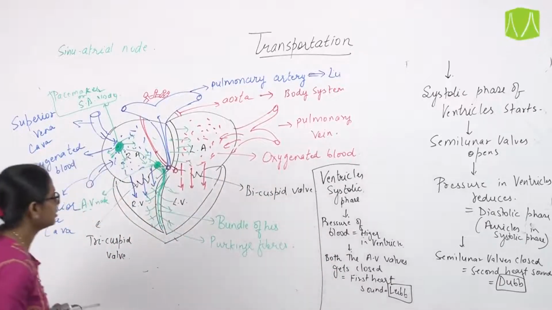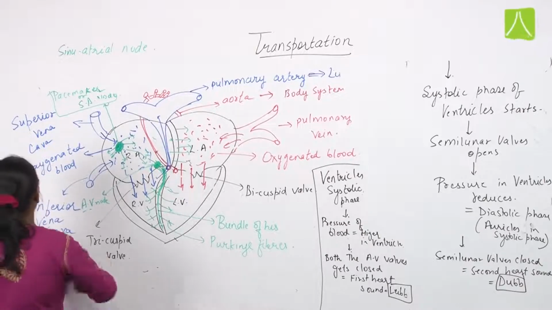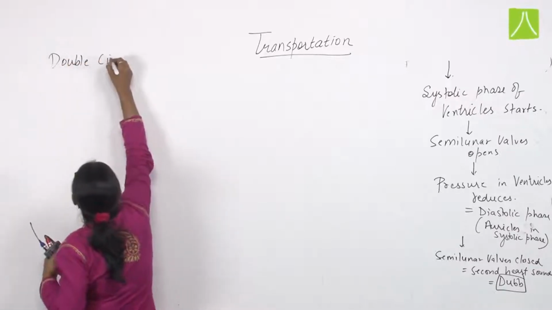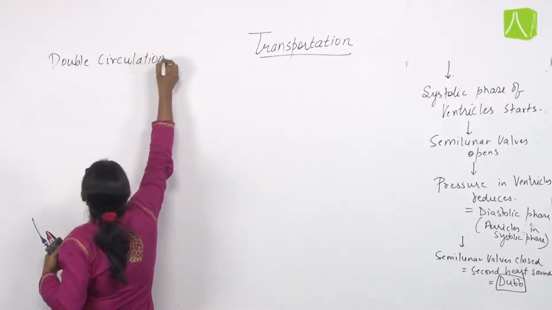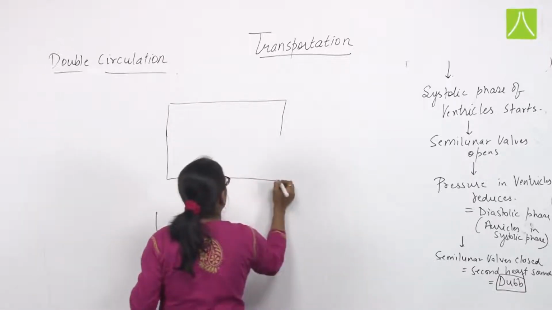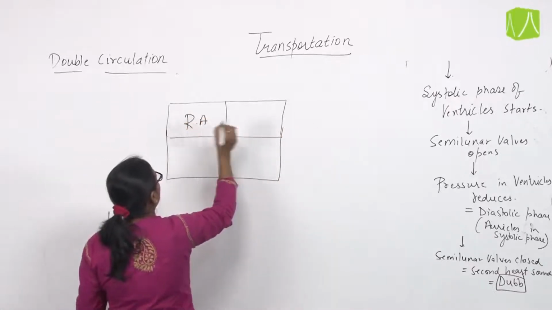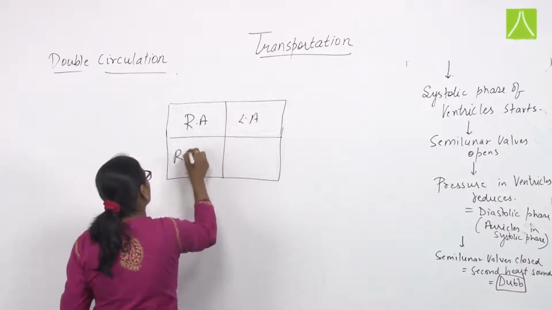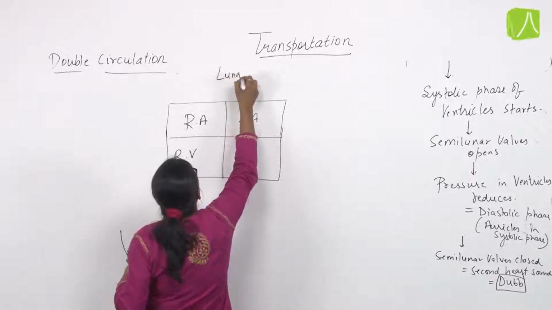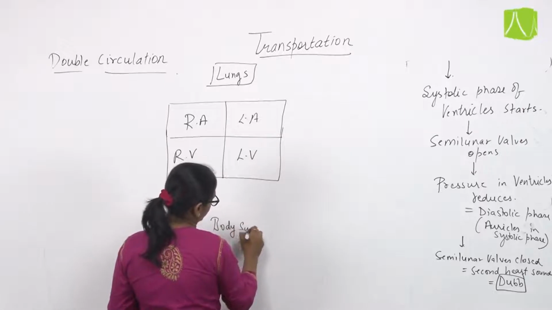Now what is this? The circulation, or complete circuit of blood. Here, what is the route of blood? We have 4 chambers: the right auricle, left auricle, right ventricle and left ventricle. Now here we have the lungs and we have the body systems.